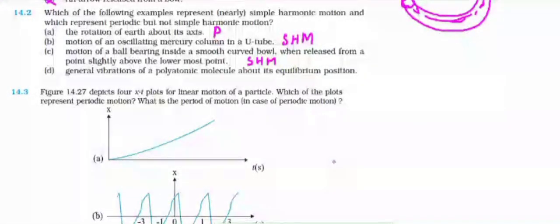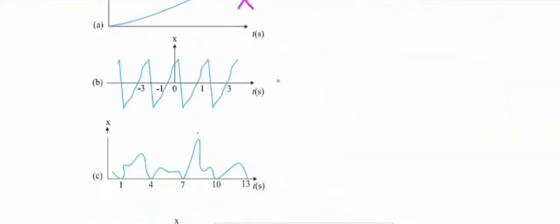Diagrams depict 4 x-t plots for a linear motion of a particle. Which of the plots represent periodic motion and what is the period of motion in case of periodic motion? The first one, okay, it is not periodic motion. The second one, of course, it is periodic. And here you can just take this point 1, this point 3. So here we have one positive part and one negative part.